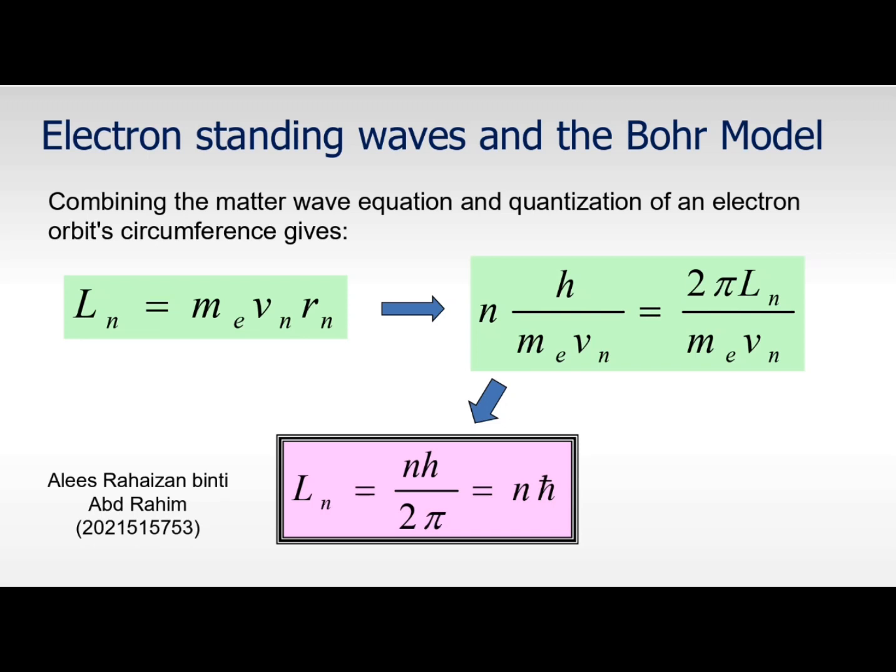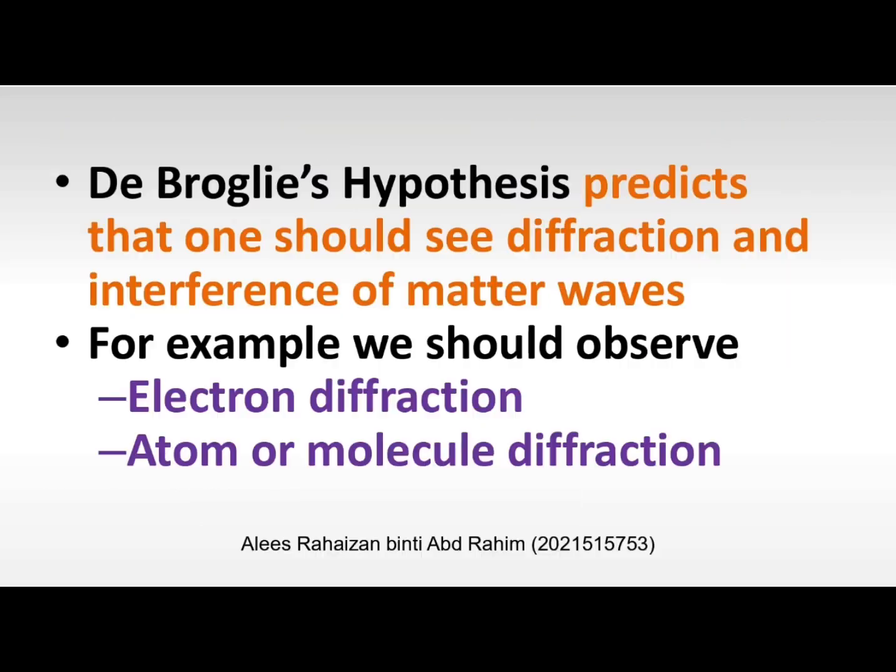Combining the matter wave equation and quantization of an electron orbit circumference gives L equals n h over 2 pi. This equation shows that the angular momentum of an electron is an integral multiple of h over 2 pi. Therefore, de Broglie's matter wave theory supports Bohr's third postulate, which states that the angular momentum of an electron is quantized.